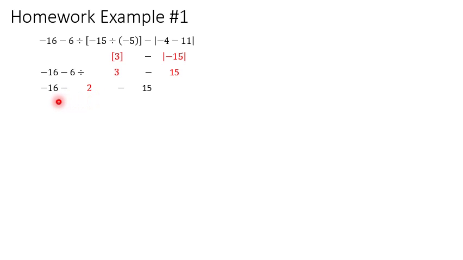And so now I've got just 3 separate terms, and they're all subtraction. So I've gotten rid of all my multiplication and division, and now I'm down to addition and subtraction. So I'm going to combine these numbers. I'm going to take the negative 16 minus 2, which is negative 18, and then negative 18 minus 15, which is negative 33. And that is actually going to be my final answer. So that's just a quick reminder of order of operations and how absolute value works.